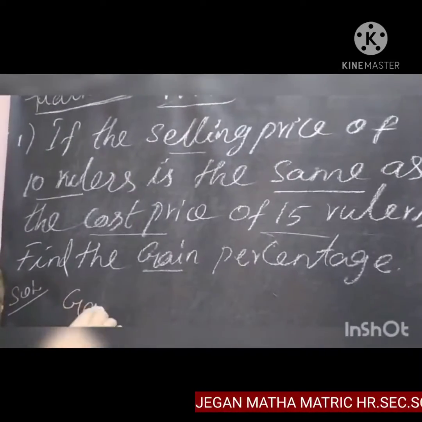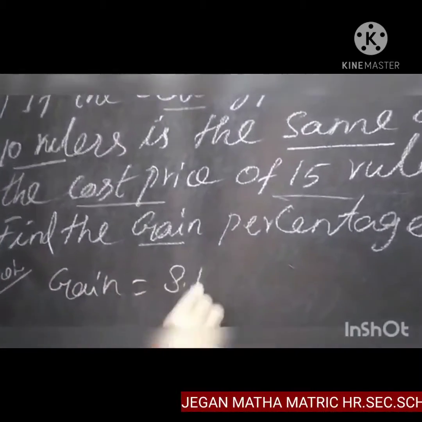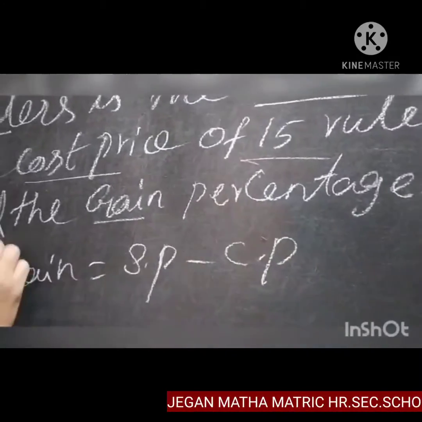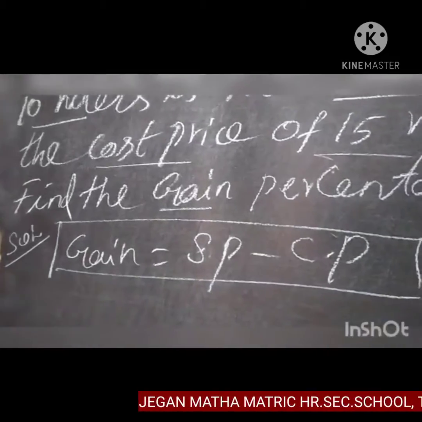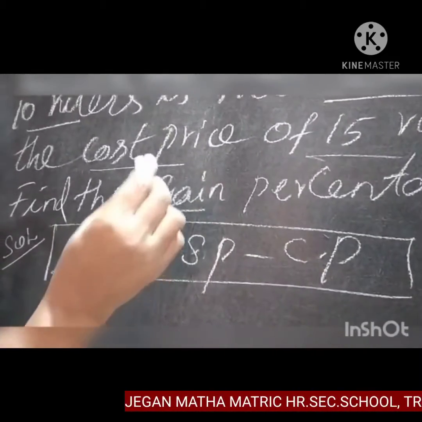So the formula for the gain equals selling price minus cost price. This one you already know. SP minus CP, gain. So first, let us see the sum.